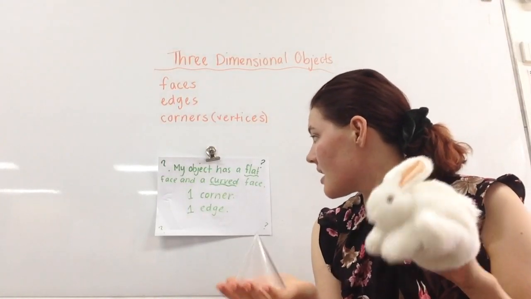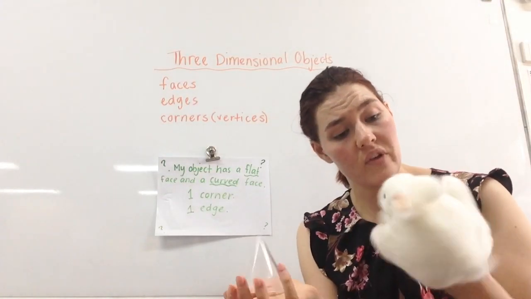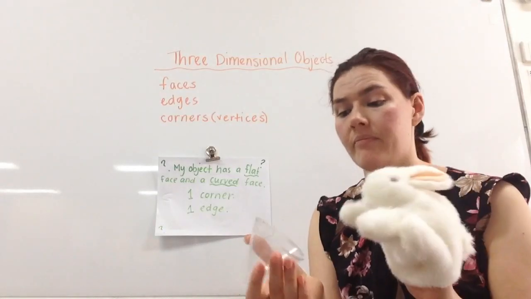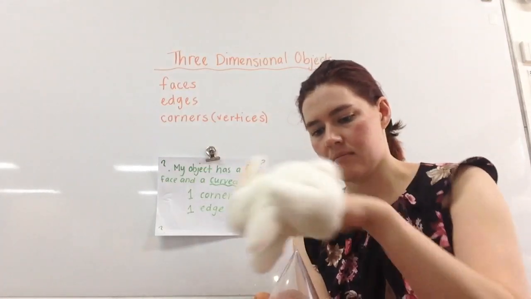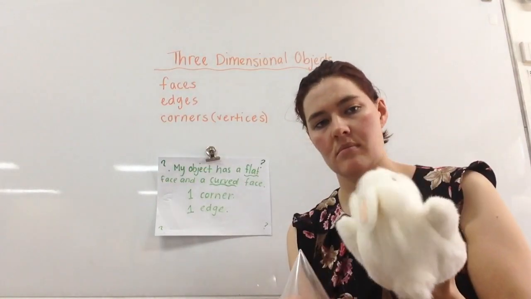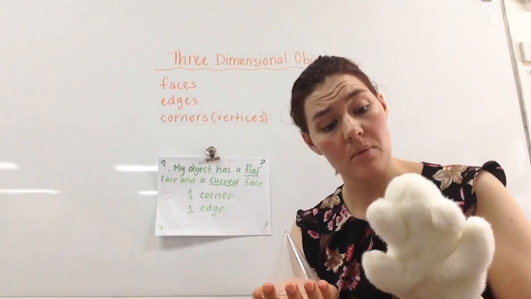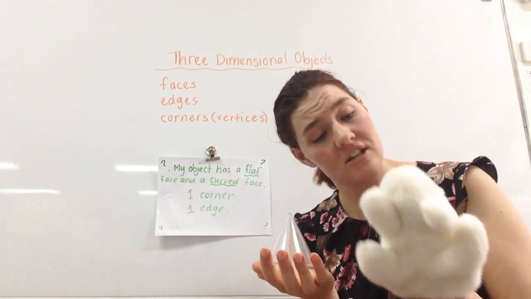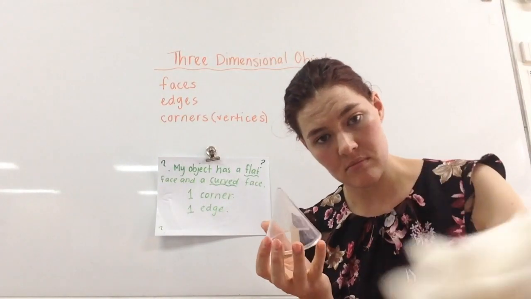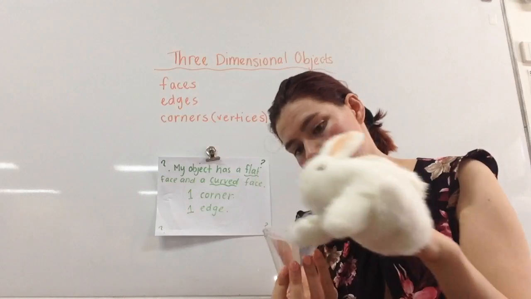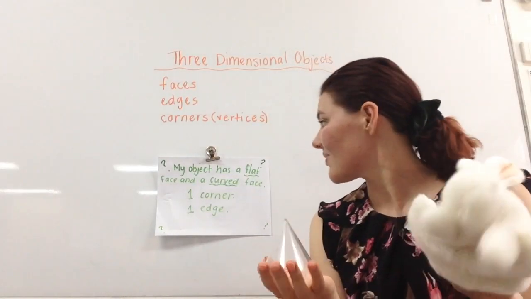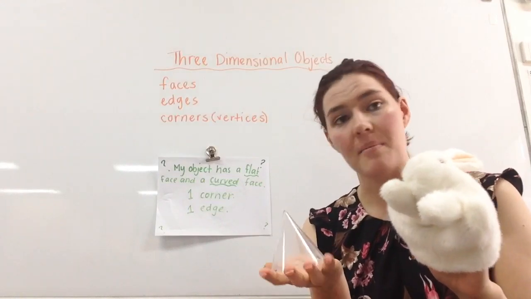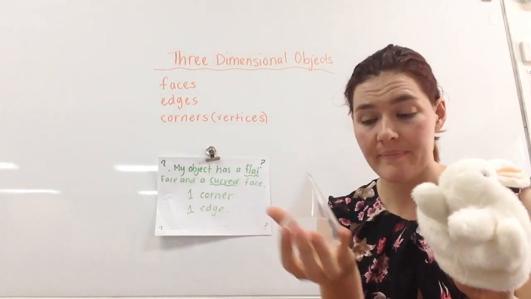It has a flat face and a curved face. Can you check for me? Good job. There's a flat face on the bottom. And there's a curved face on the top. Well done. How many edges does it have, Bunny? 1. Well done. You worked it out. My object was a cone. Good job, Bunny. I'm going to have to give you a harder one, I think.